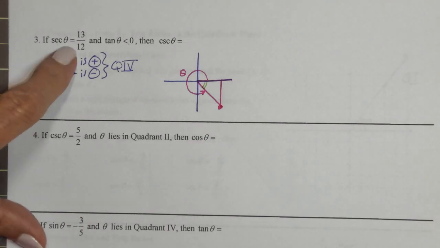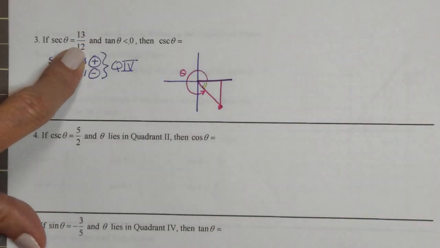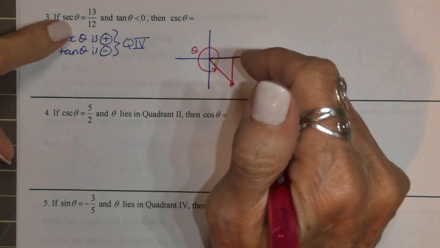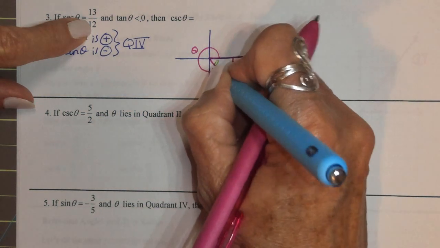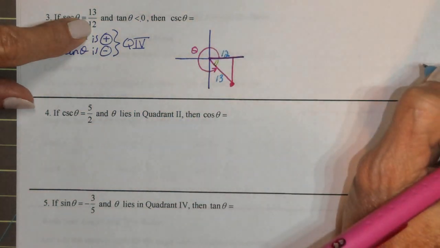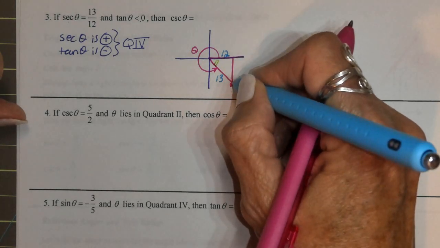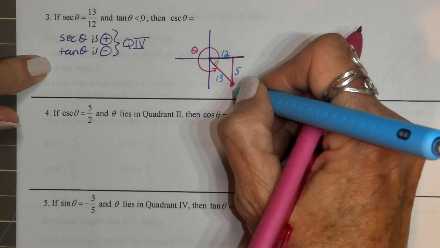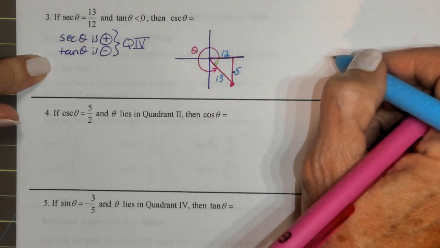And now, we are given that secant of theta is 13 over 12. Well, secant is the flip of cosine. Cosine is adjacent over hypotenuse, so secant is hypotenuse over adjacent. 13 over 12. Okay? So that means, what is this leg over here? Well, I know it's going to be a 5, but it's going below the x-axis, so I'm going to apply a negative to it. It's going to help me remember my signs.